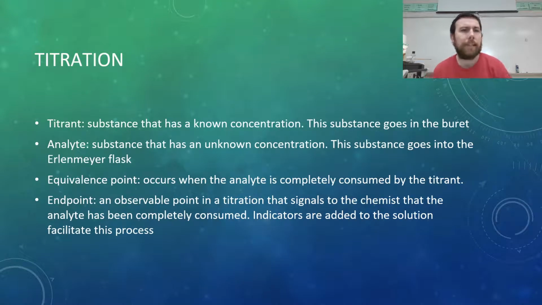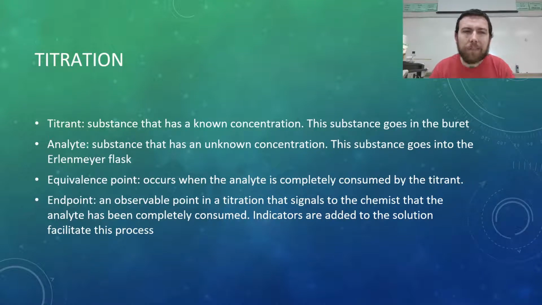Now, there were some things that I introduced on the previous slide that I just want to revisit, right? So in a titration, you've got two substances. You've got what's called the titrant. That's the substance that has a known concentration. And your titrant is going to be the substance that goes into your burette. Now, if you're thinking about the previous slide, that would have been the sodium hydroxide solution, right? That was our titrant. That was what we knew the concentration for.